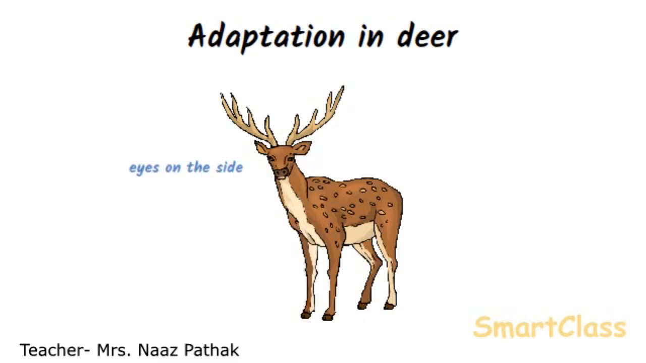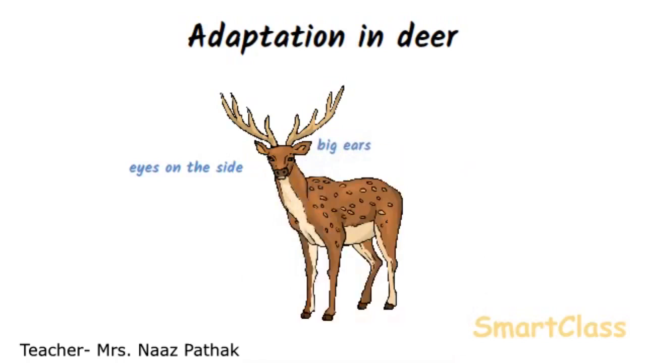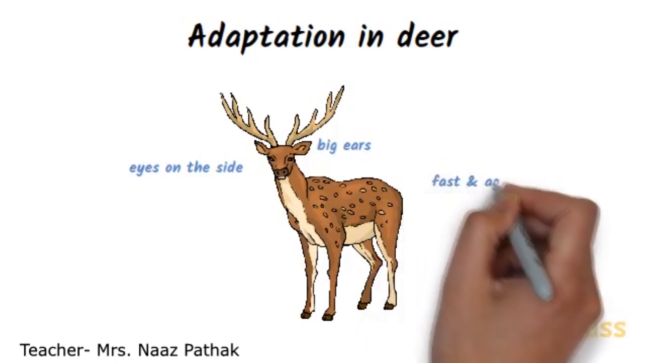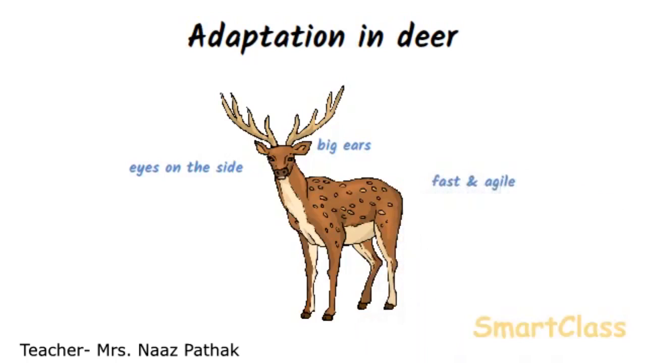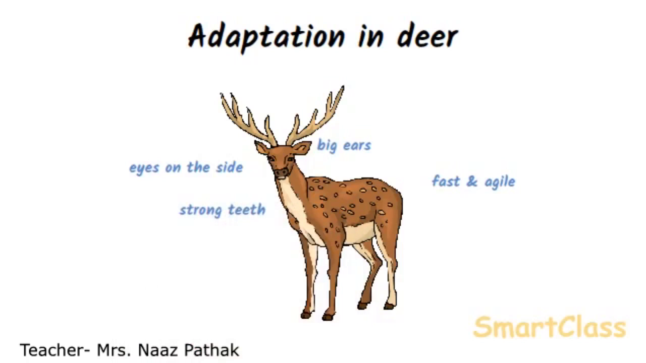The all-round vision of deer helps it to see animals like lions, which kill it, in all the area around it. The deer has big ears for good hearing. The big ears help the deer to hear the movement of a predator like a lion very easily. The deer is a fast and agile animal. The speed of deer helps it to run away from a predator which tries to catch it. The deer has strong teeth for chewing the hard plant stems of the forest.